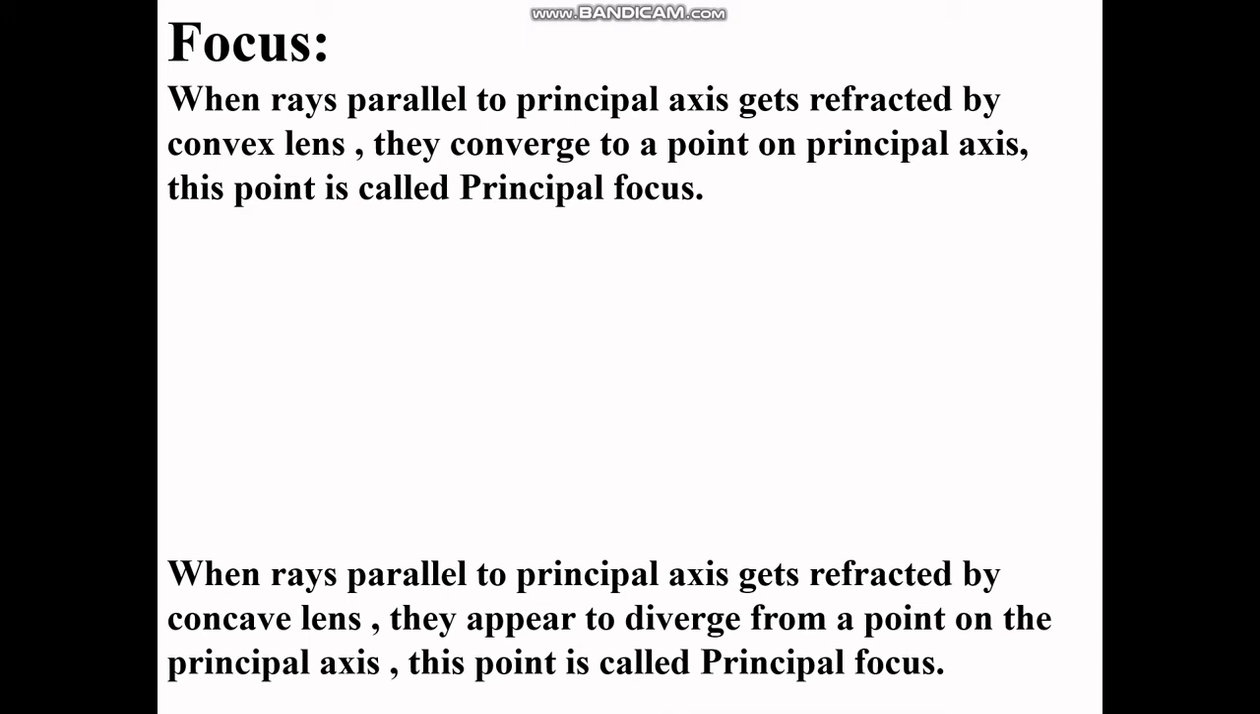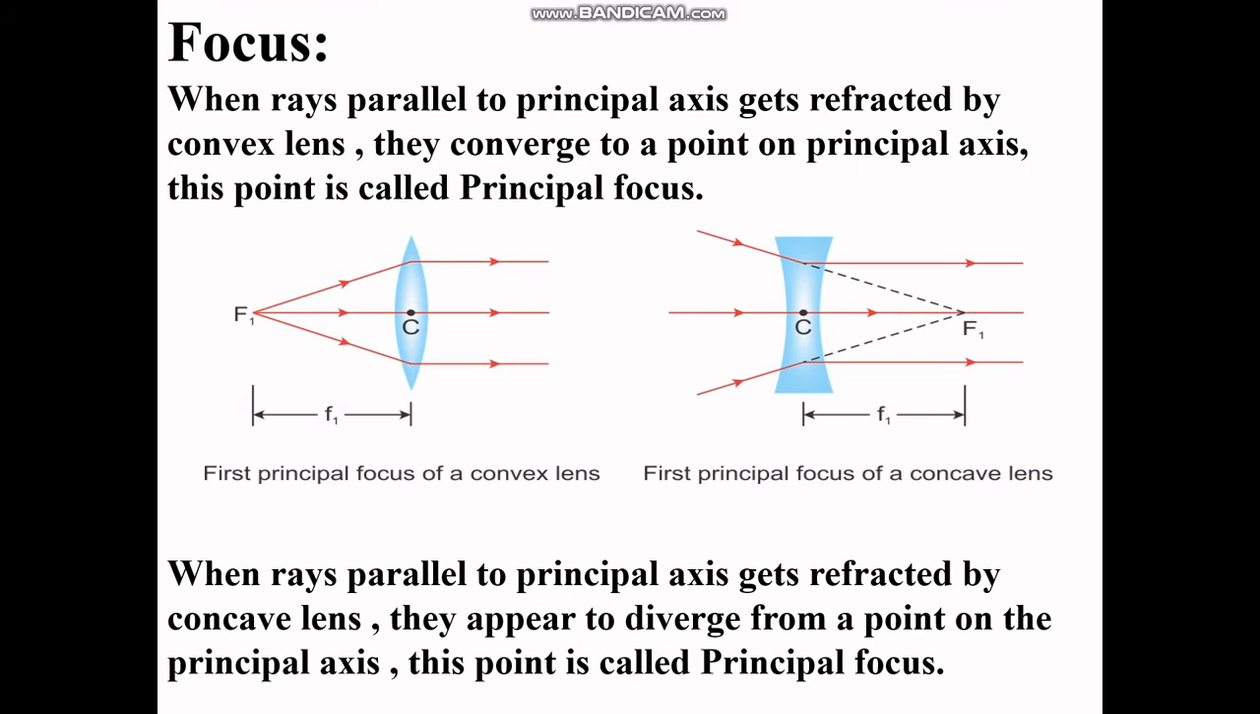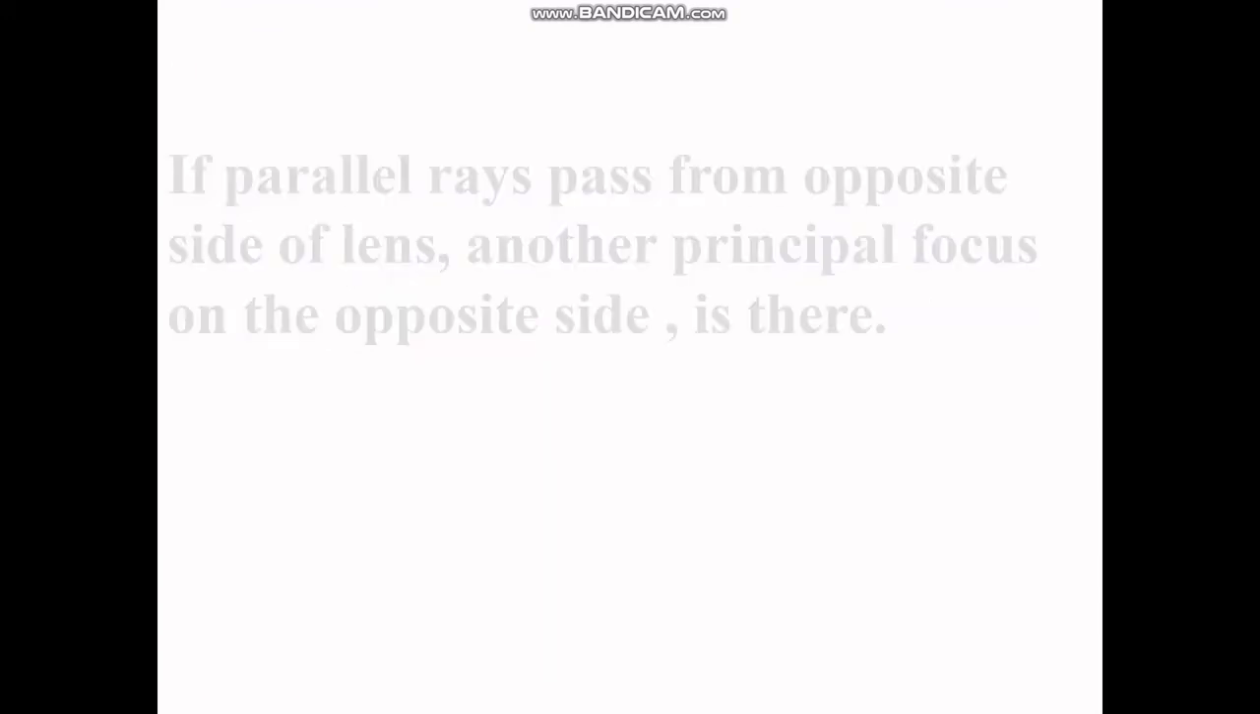When rays parallel to the principal axis get refracted by a concave lens, they appear to diverge from a point on the principal axis, which is known as the principal focus. So you had even seen the diverging action of the lens, and you had seen that all the rays were appearing to diverge from a point which will be known as the focus. So here this is the focus, right? And here this is the focus.